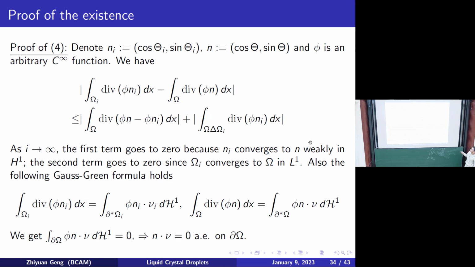The proof uses the Green formula. First of all, we consider this quantity: for any phi a smooth test function, the integral over omega I of phi times the divergence of n I will converge to the limit integral. This is due to the convergence of n I and the convergence of omega I. Then we use the Gauss-Green formula to write this integral on the boundary. As I goes to infinity, this integral converges to the limit integral, and this integral is zero because n I dot nu I is zero. Therefore, you have the tangential boundary condition for the limiting domain, because this test function phi is arbitrary.